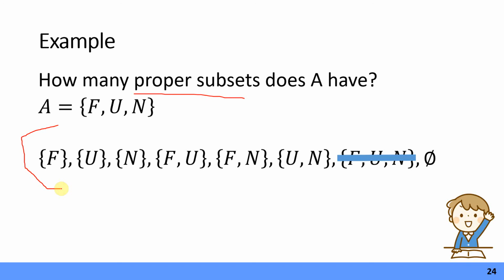So that's what we call improper, right? So that one's not a proper subset. So how many proper ones do we have? We already know we just subtract 1. So it's 7. So we have a total of 8 subsets. 7 of them are proper.